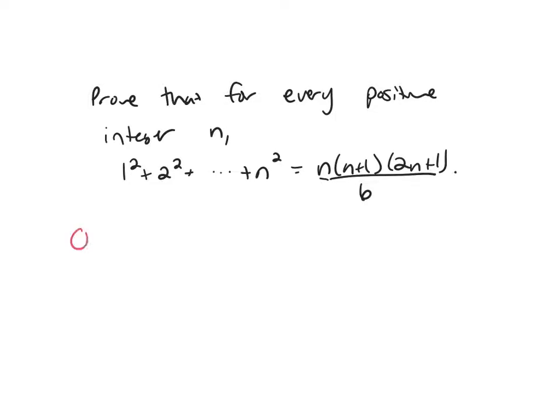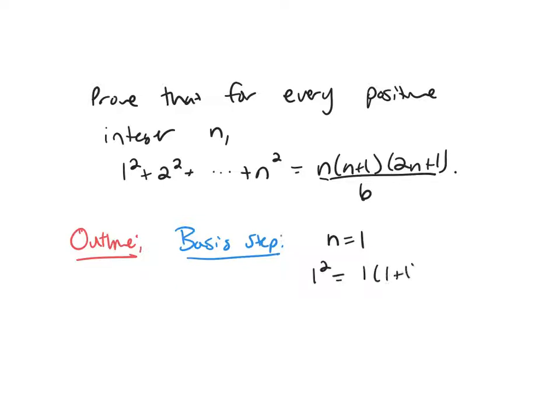So we're going to write the outline for this proof, and we're going to start with our basis step. What's our basis step here? n equals 1. 1 squared equals 1 times (1 plus 1) times (2 plus 1) over 6. So if you look on the left-hand side, you get 1. On the right-hand side, you get 2 times 3 over 6. So this statement is true.